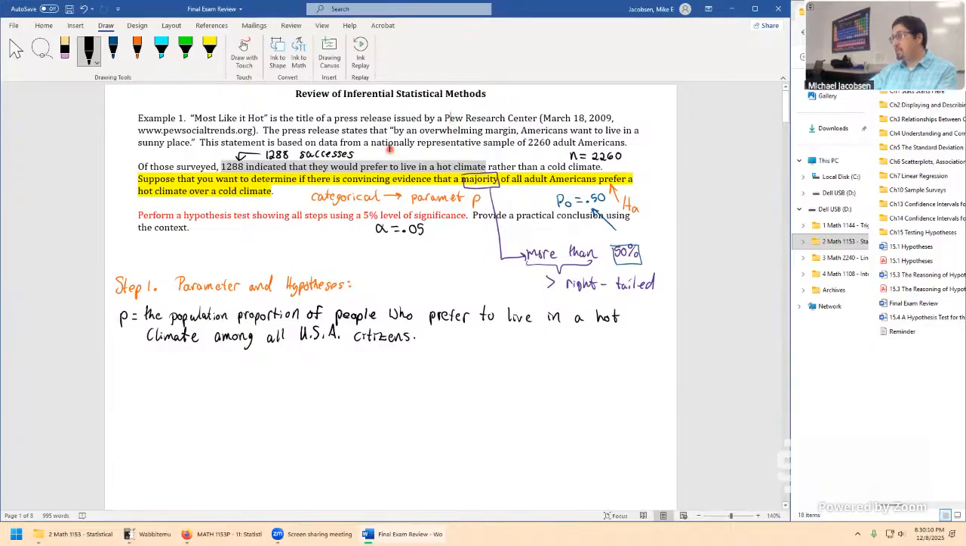The context will reframe that as we're probably talking about the USA specifically. And that population is important because if this was just people living in, say, Idaho, or just people living in Canada, the study might have gone a lot differently. Who knows? So there's the parameter. Next thing is hypotheses.